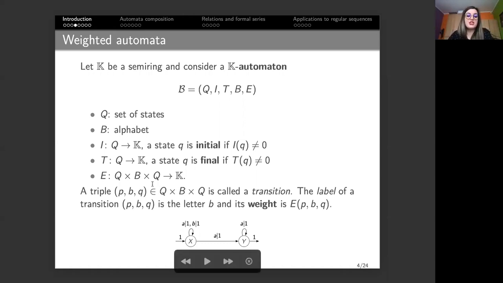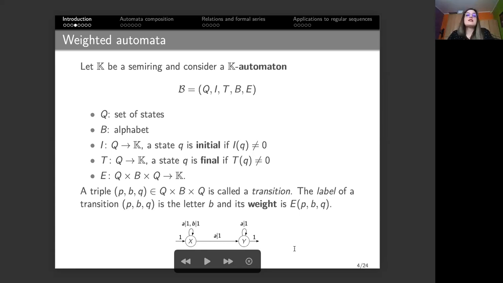What I call a transition is just a triplet (P, B, Q), where P and Q are states and the letter B is the label. The image of this triple by the mapping E is the weight I associate to the transition. Here we can see a K-automaton with two different states, and the initial state is this one because it is the only one having a non-zero weight, but we can have more than one initial state, though it's not the case in this example. For the final weights, we can see that this state is final.